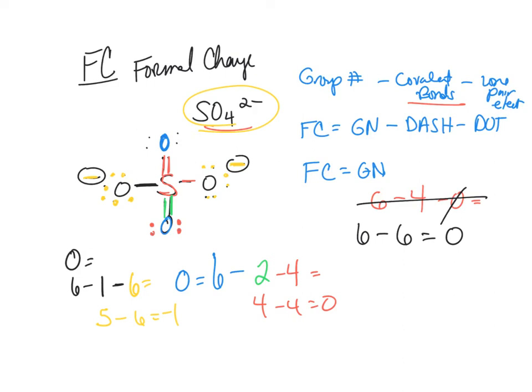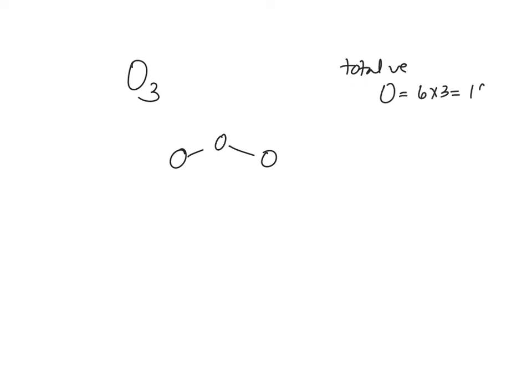Let's look at an example of ozone. Ozone is being depleted in our environment, and the guy that actually got the Nobel Prize for that died, I think, this past month. But anyway, ozone is like this. This is the connectivity. Let's do its Lewis structure. Let's count up total valence electrons. Oxygen is group number 6, and there's 3 of them. So that's 18 electrons. There's no charge.